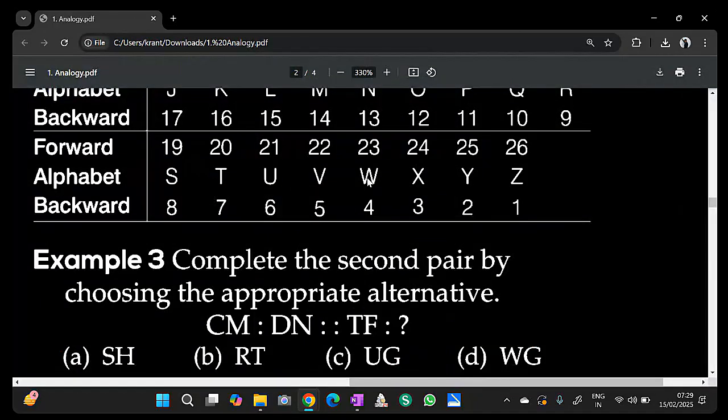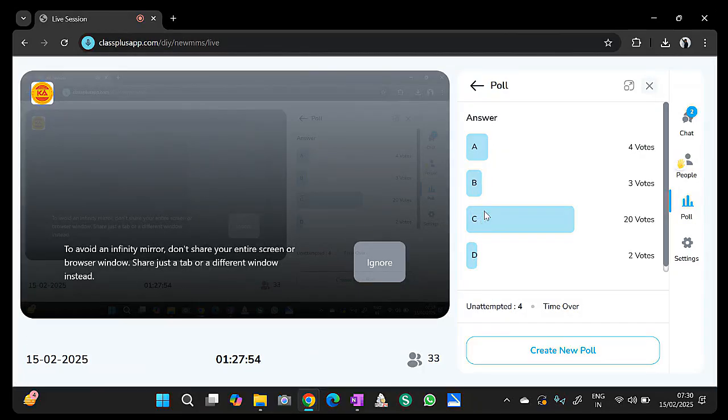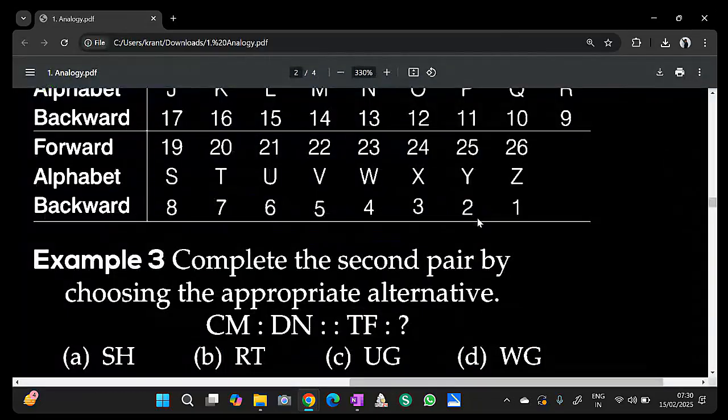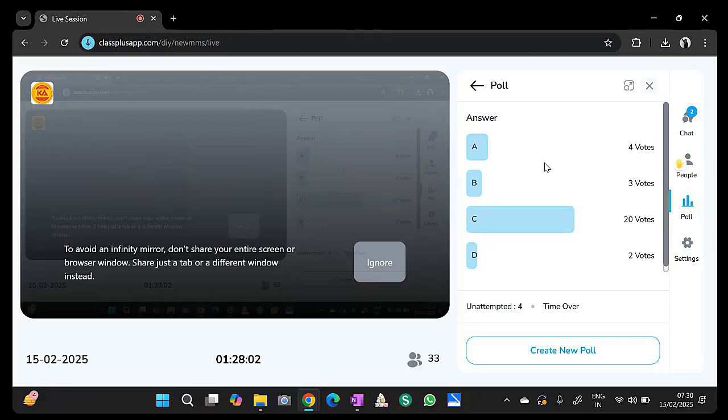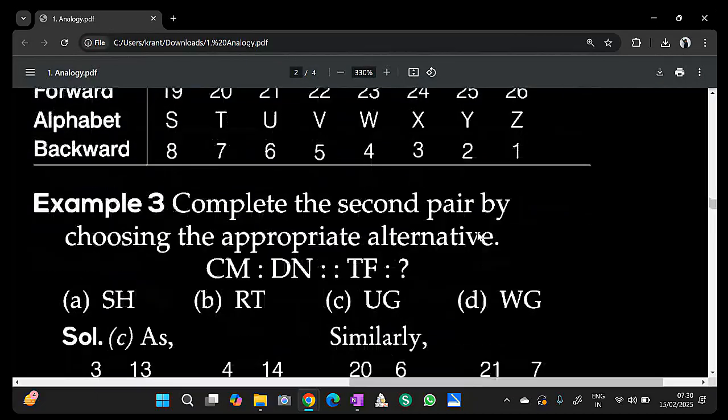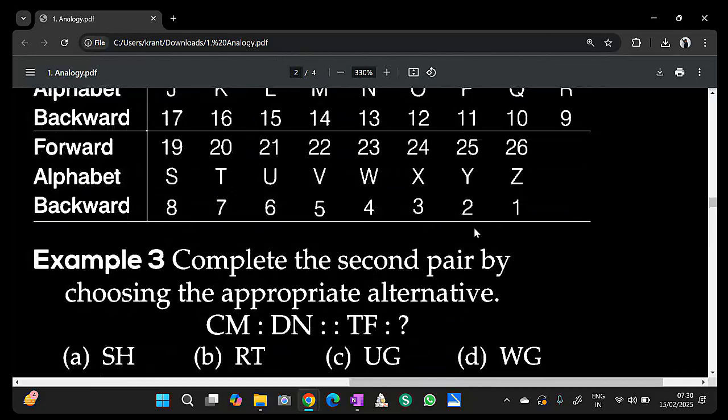Five seconds left. And the time is up. So I received 2 votes for D, 3 votes for B, and 4 votes for A. All of them are wrong. 20 votes, the majority, are for option C, that is correct. So let me explain it on the screen.